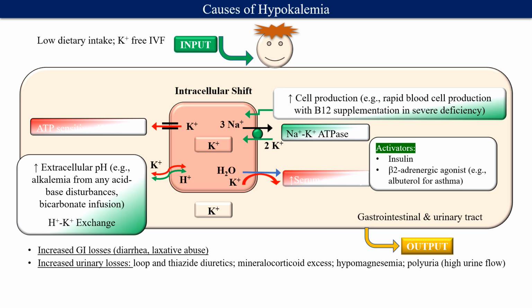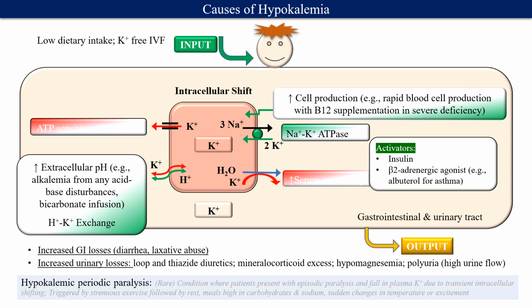Finally, there is a very rare condition called hypokalemic periodic paralysis. This is an inherited condition where patients present with episodic paralysis and an associated fall in plasma potassium due to transient intracellular shifting of potassium. This condition can be triggered by strenuous exercise followed by rest, meals high in carbohydrates and sodium, or sudden changes in temperature or excitement.